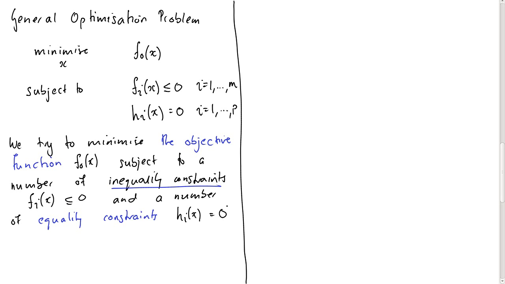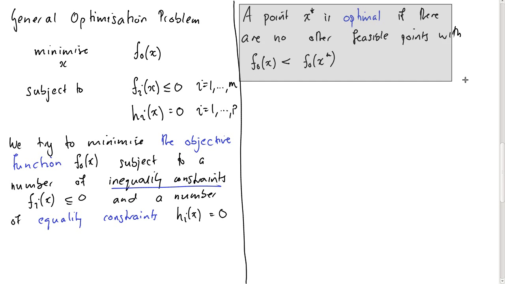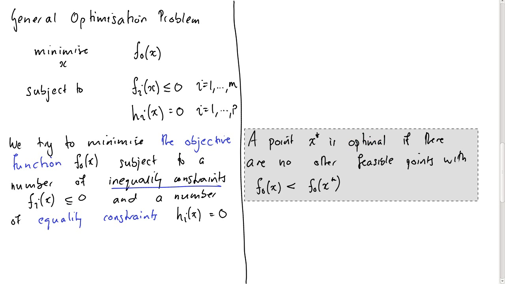A few other things. We say that a point x star is optimal if there are no other feasible points with f naught of x less than f naught of x star. I probably should have mentioned feasible points first, so let's just shift that down a bit. If you're writing your notes, it'll still be fine.